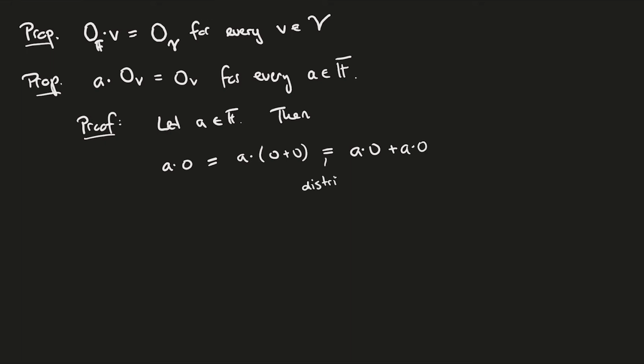Recall that there are actually two distributive properties in a vector space. The first one says that addition in the field distributes over scalar multiplication, and the second one says that scalar multiplication distributes over addition in the vector space. So here we're using the second of these distributive properties, and in the previous proposition we used the first one. We can now add minus a times 0 to the above equation to give that 0 is equal to a times 0. And this is exactly what we wanted to show.